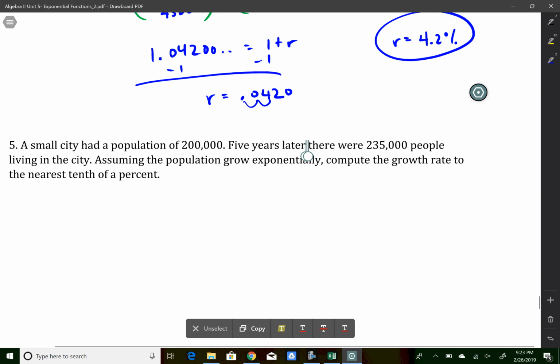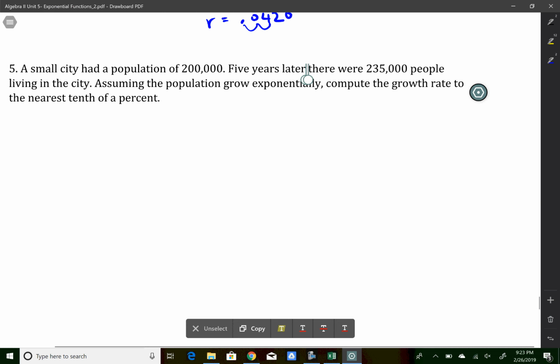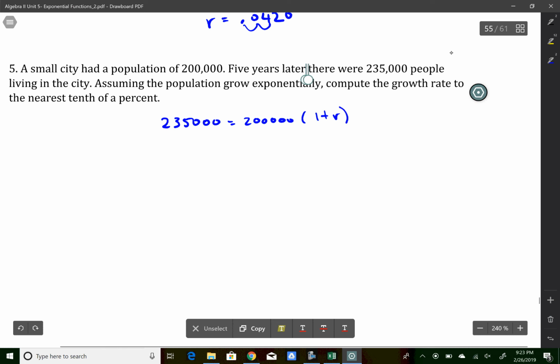Let's try another one. So it says in a small city you have a population of 200,000. 5 years later, there's 235,000 people. Assuming the population grows exponentially, compute the growth rate to nearest tenth of a percent. So again, this is a yearly rate, so it's the same formula. Future value, the initial value, 1 plus that rate that we don't know, all to the 5th power.